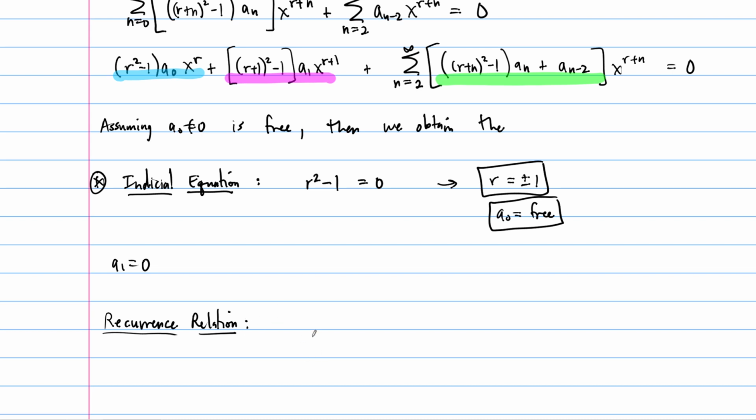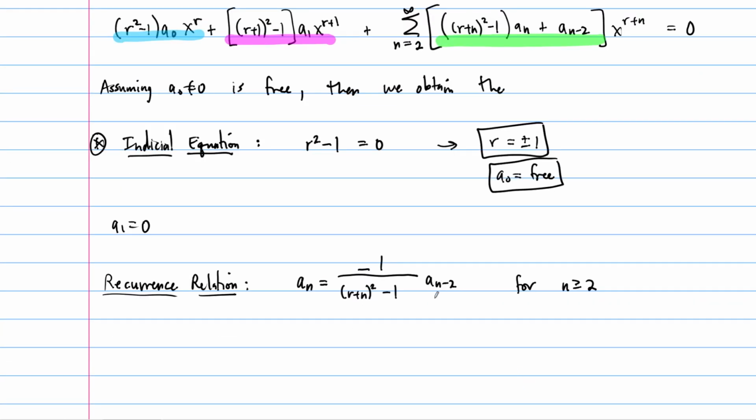So the recurrence relation, rearranged, is a sub n equals negative 1 over (r plus n) quantity squared minus 1, times a sub n minus 2, and this is true for n greater than or equal to 2. Notice that this relates the coefficients to the ones that come two previous to it. So because a1 is 0, the recurrence relation tells us that all the odd terms are going to be equal to 0.